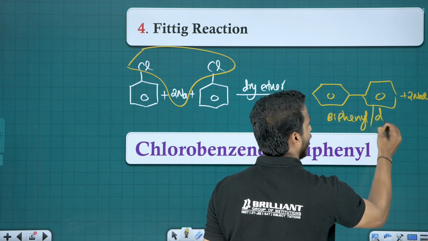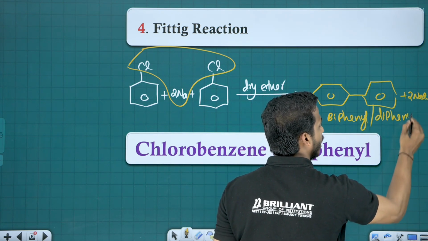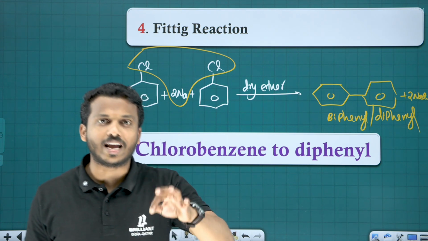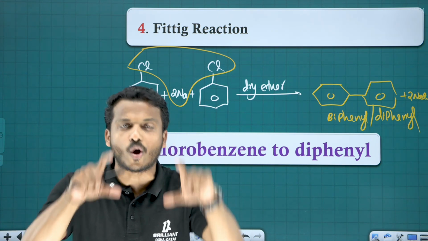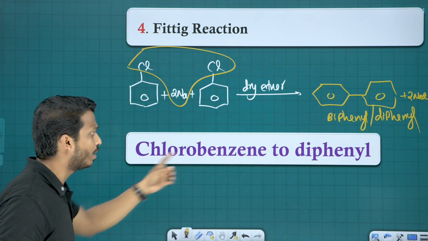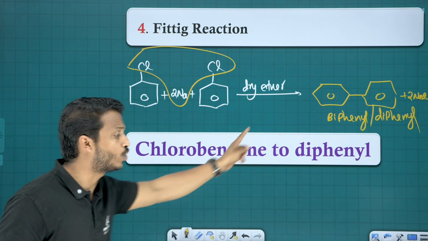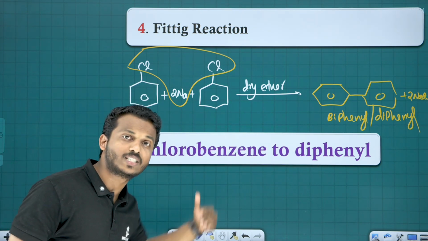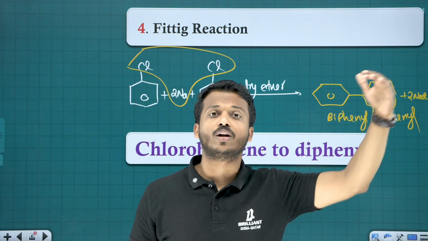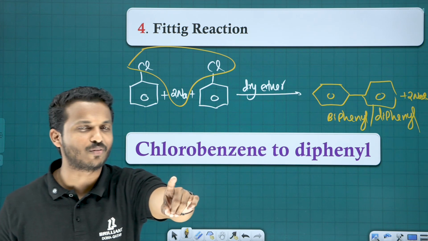Biphenyl or diphenyl. So always the same product, okay? During Fittig reaction, when 2 haloarenes join, you will get phenyl plus phenyl, you will get diphenyl. Example, chlorobenzene to diphenyl, bromobenzene to diphenyl. So a haloarene, if you want to convert into biphenyl, what is the reaction we are using?